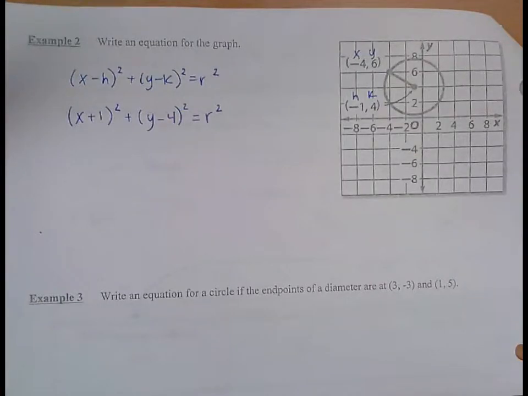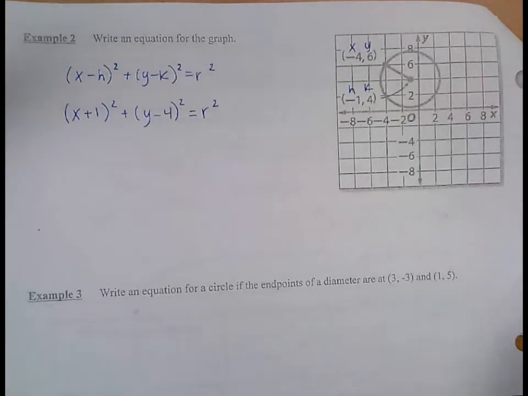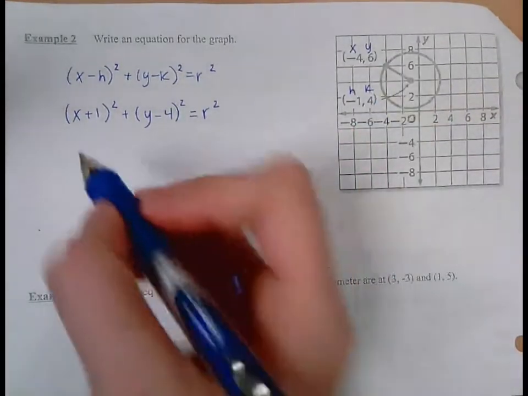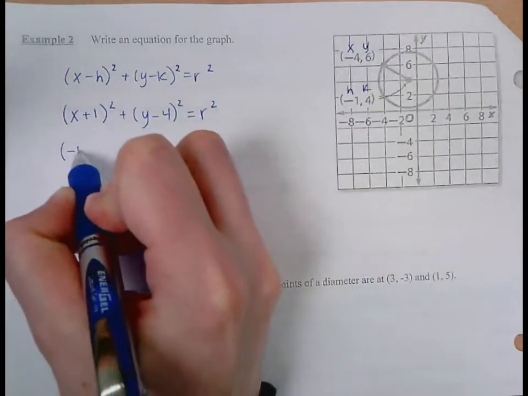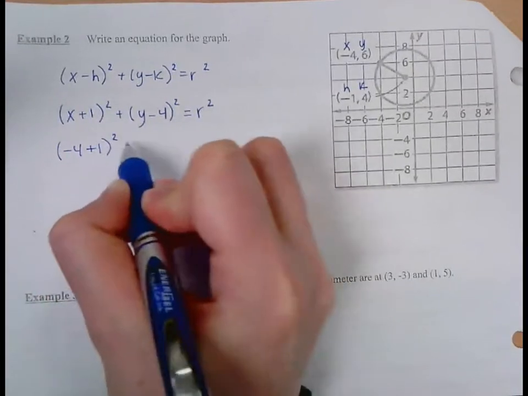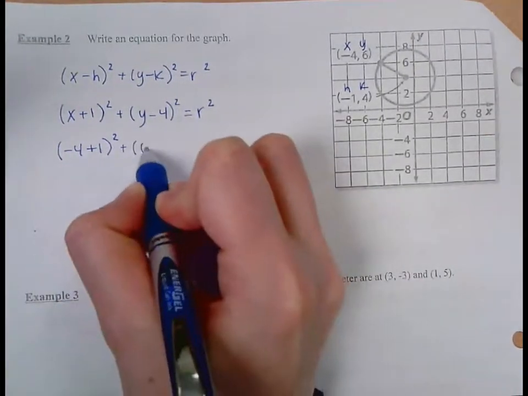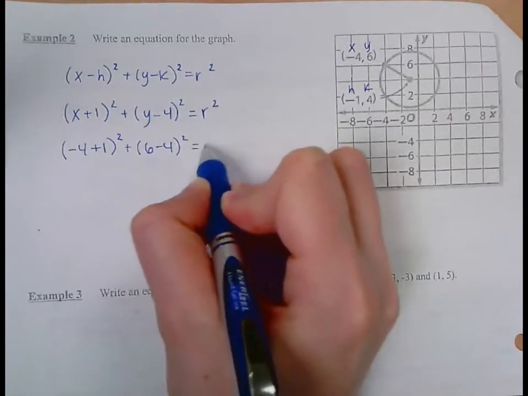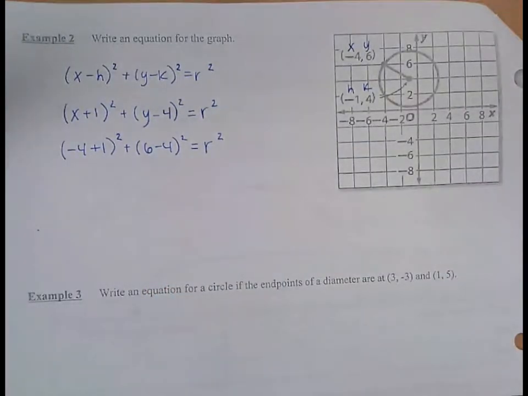I'm just making sure whatever way you choose to do it is mathematically correct, but the way you get your equation, that's up to you. You just have to make sure that what you're doing makes sense. So I'm going to substitute in the -4 and the 6. So I would have -4 plus 1 quantity squared plus 6 minus 4 quantity squared equals r squared, and then I can solve for r squared.